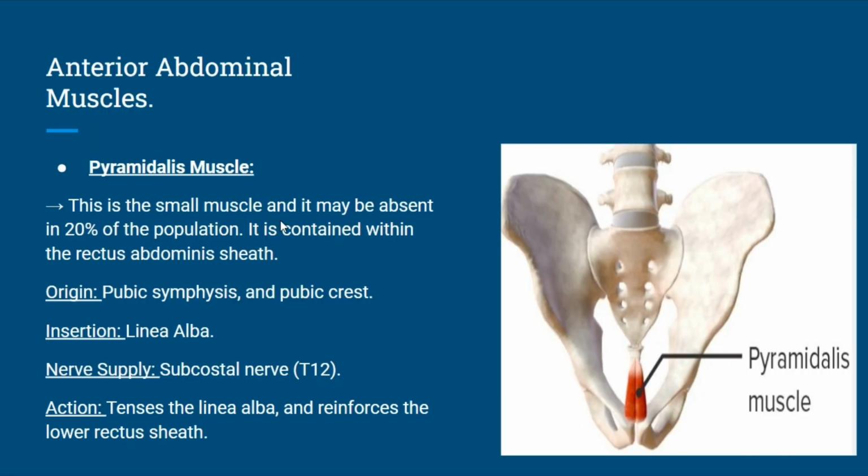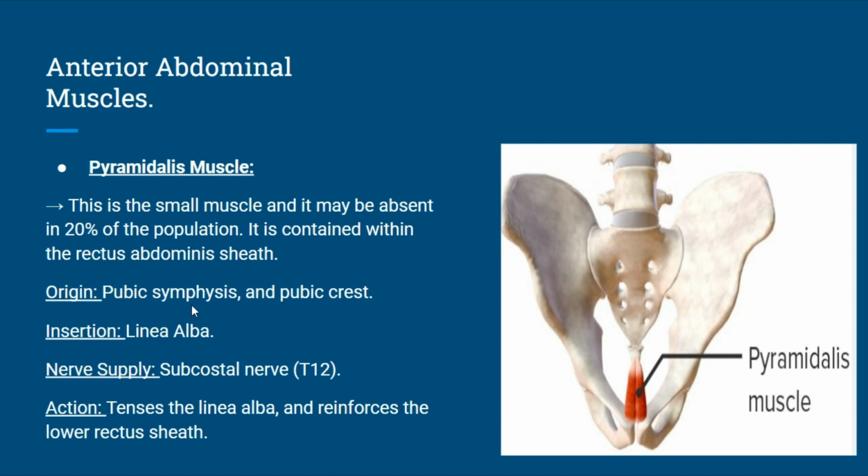The last muscle for the anterolateral abdominal wall and the anterior abdominal muscle group is the pyramidalis muscle. So this is a small muscle and it may be absent in 20% of the population, so it's not always visible. In 80% of the population you may appreciate it, but in 20% of the population it is absent, and it is contained within the rectus abdominis sheath.